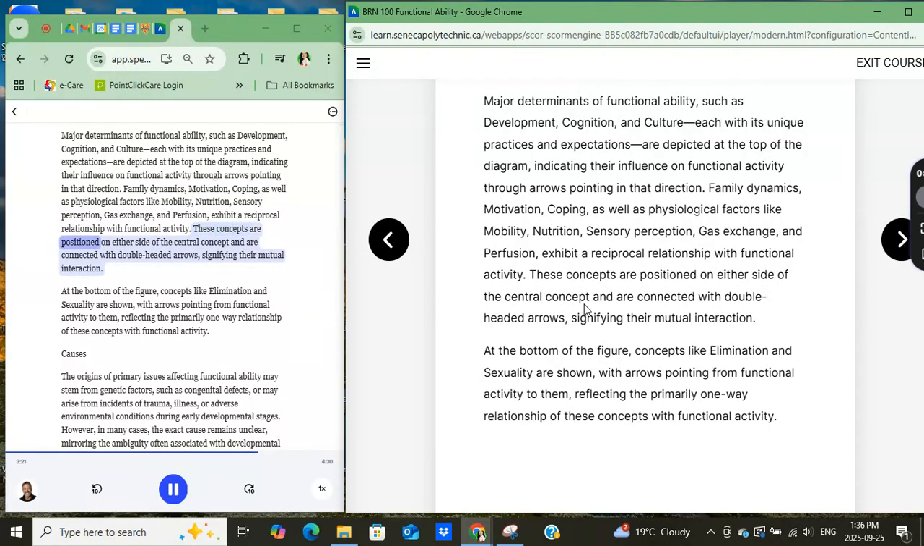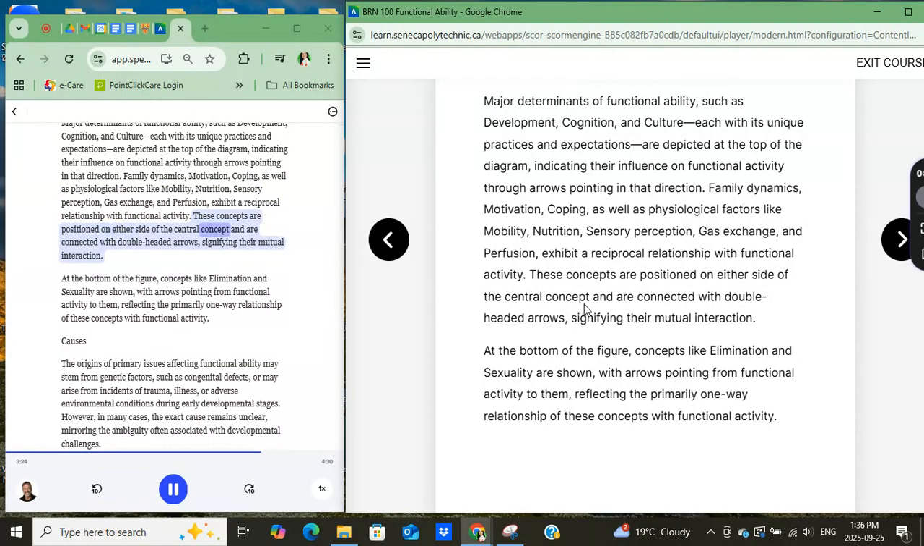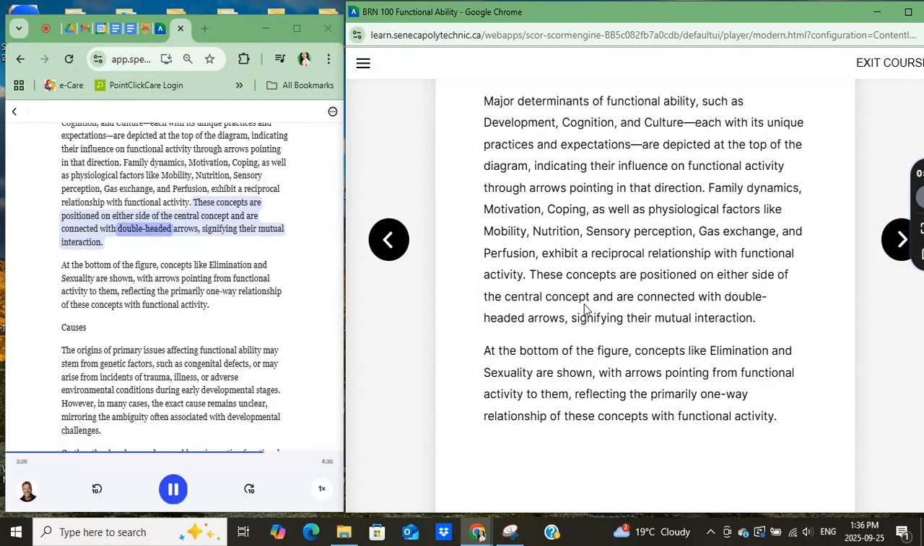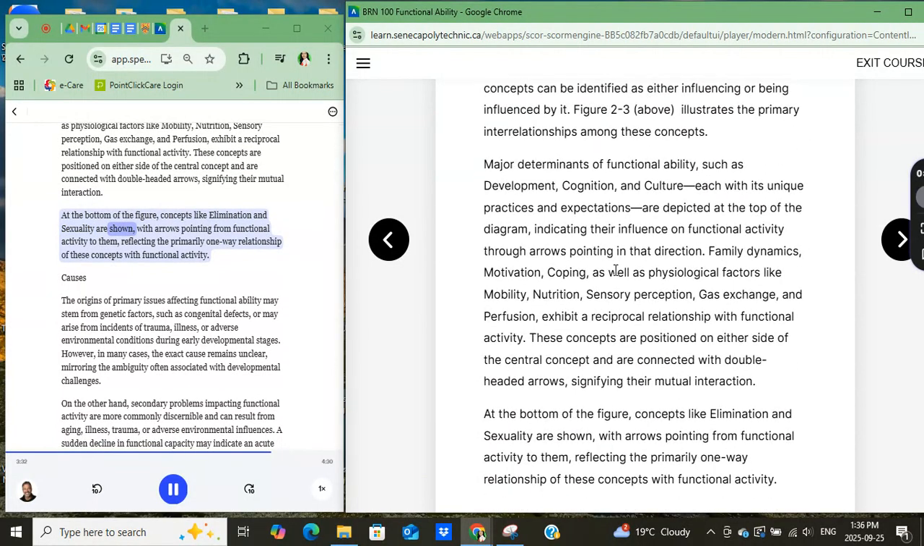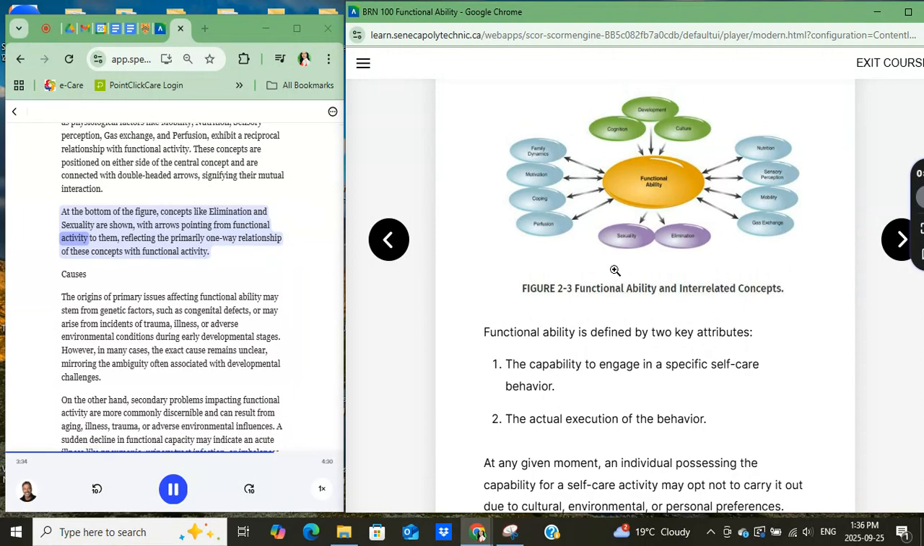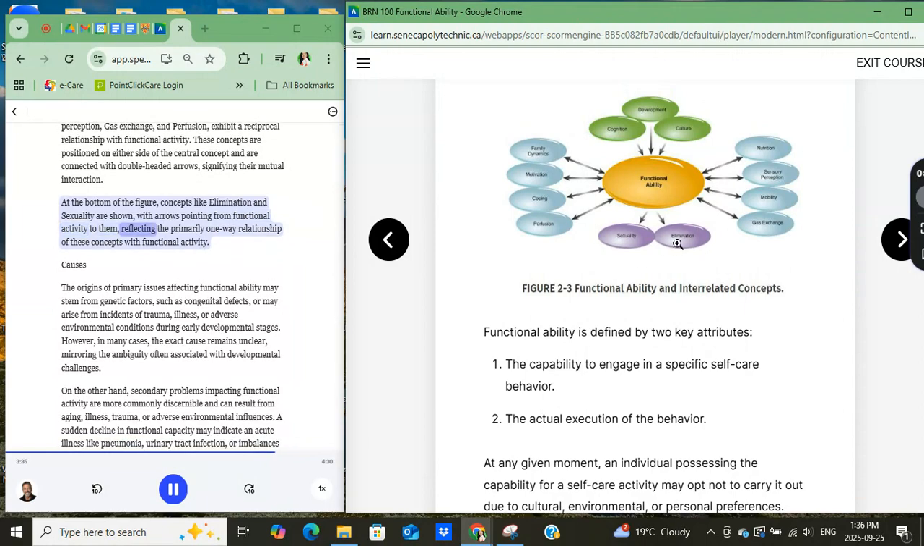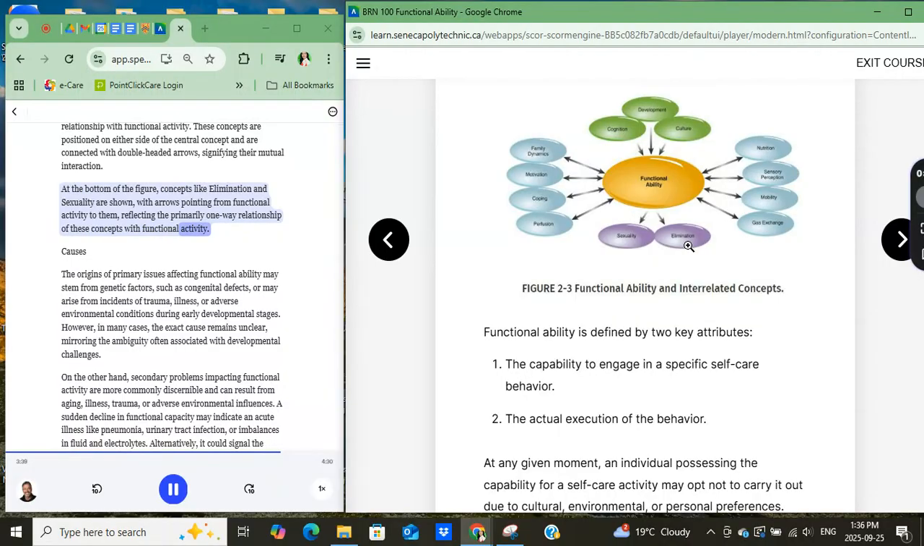These concepts are positioned on either side of the central concept and are connected with double-headed arrows, signifying their mutual interaction. At the bottom of the figure, concepts like elimination and sexuality are shown, with arrows pointing from functional activity to them, reflecting the primarily one-way relationship of these concepts with functional activity.